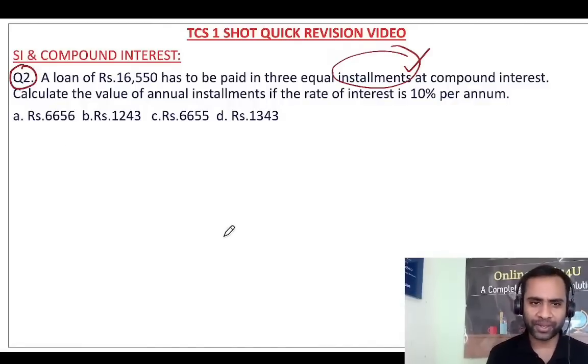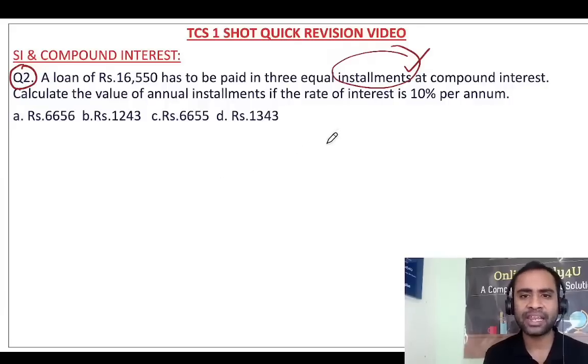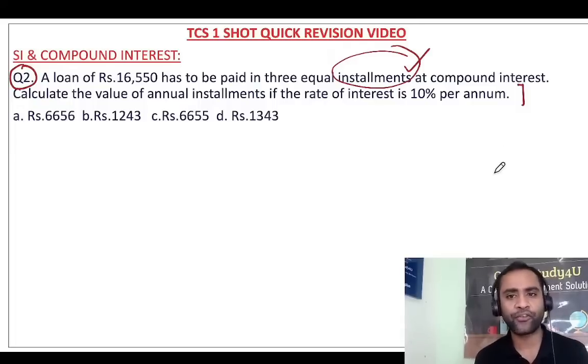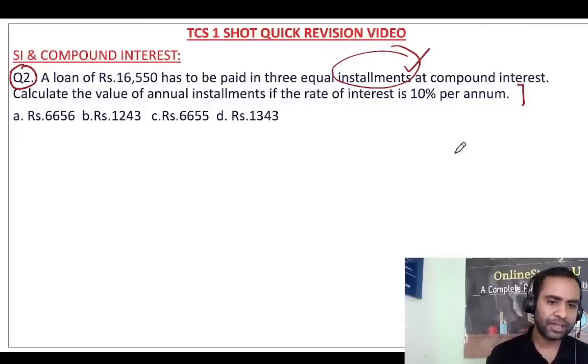A loan of 16,550 rupees has to be paid in three equal installments at compound interest. Calculate the value of annual installments if the rate of interest is 10% per annum. Now, I have taught this in the paid classes, the TCS NQT crash course. I will teach it to you also.